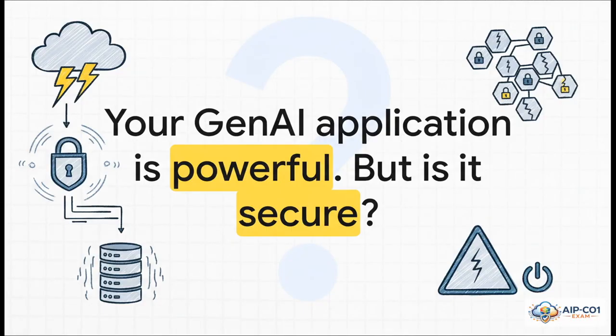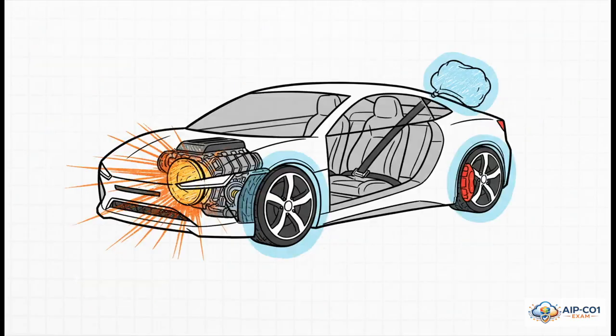Because let's be honest, in the world of cloud and AI, all that power without the right protection, well, it's not just a risk. It's a ticking time bomb for a data breach or worse, a model that can be turned against you. To really get our heads around this, let's use an analogy that'll stick.